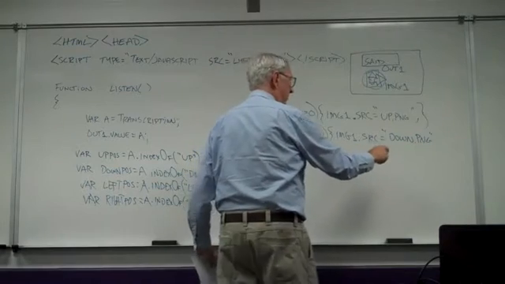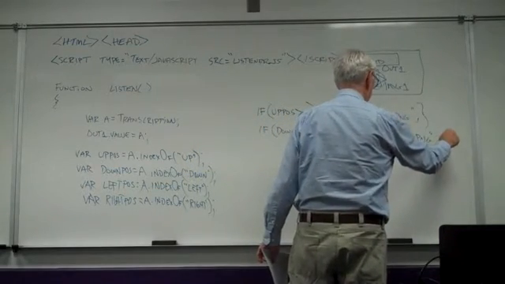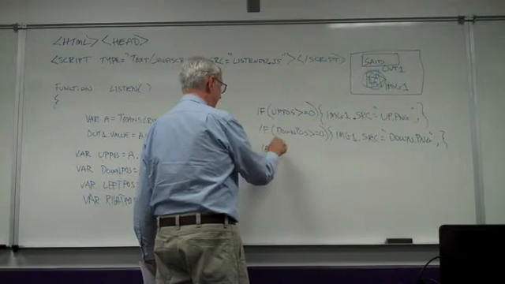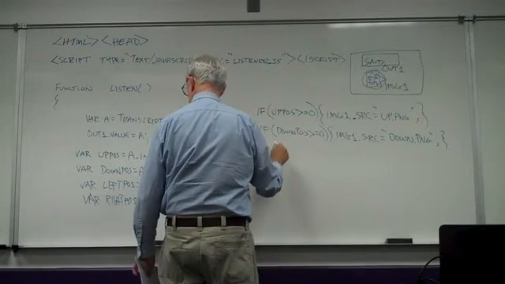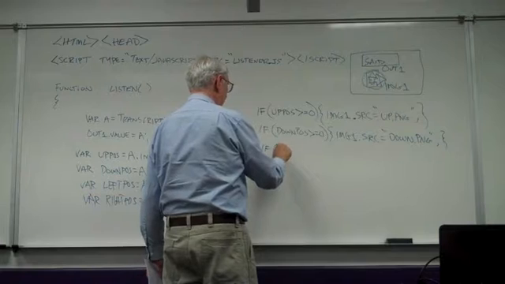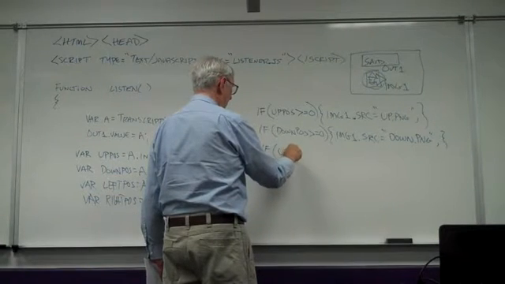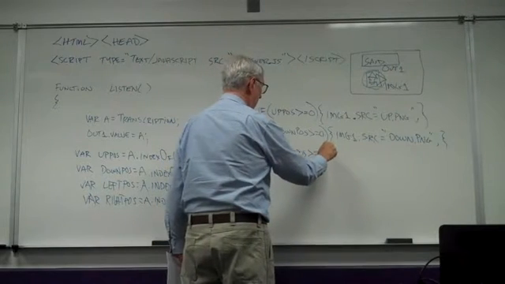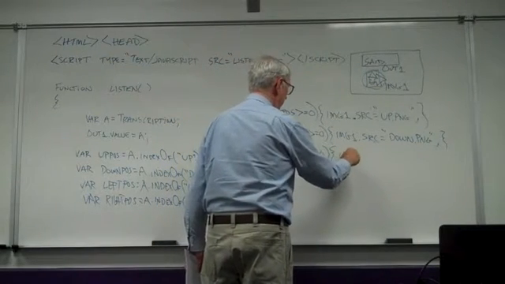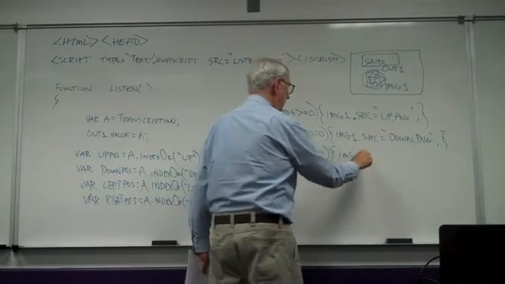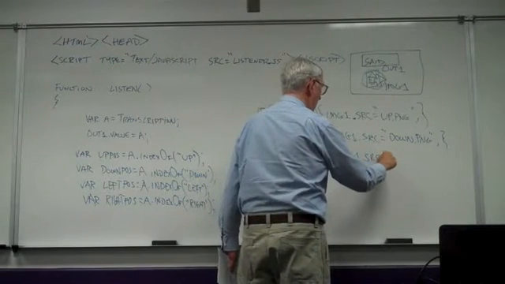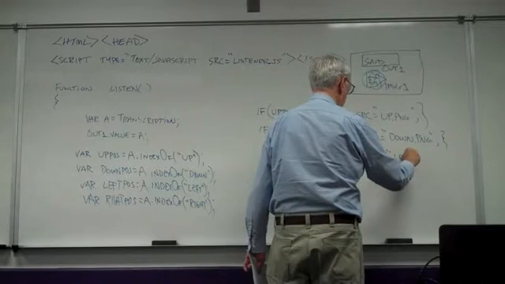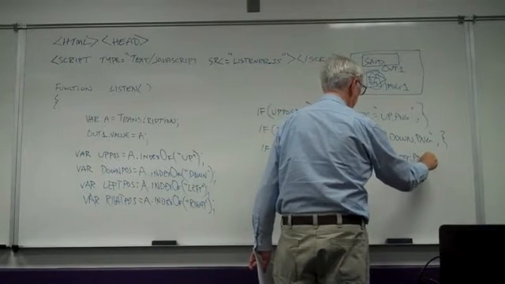So let me see if I do this right here. Pay attention to what I'm doing. Okay, you say if left position greater than or equal to 0, then image1.source equals left.png.